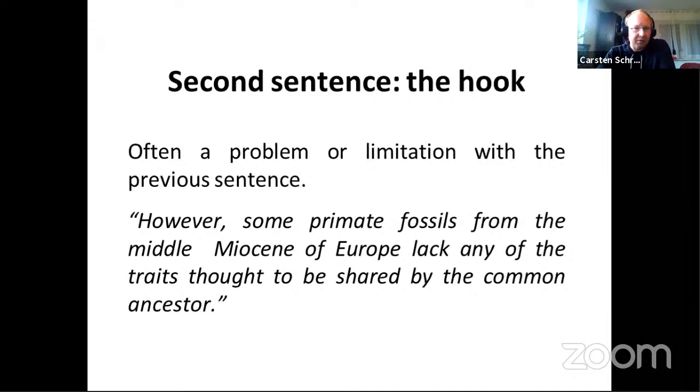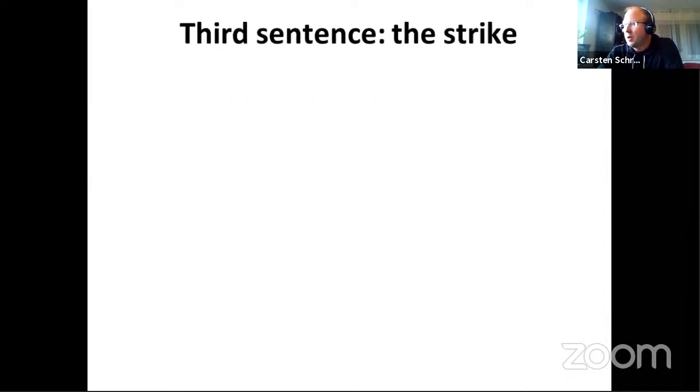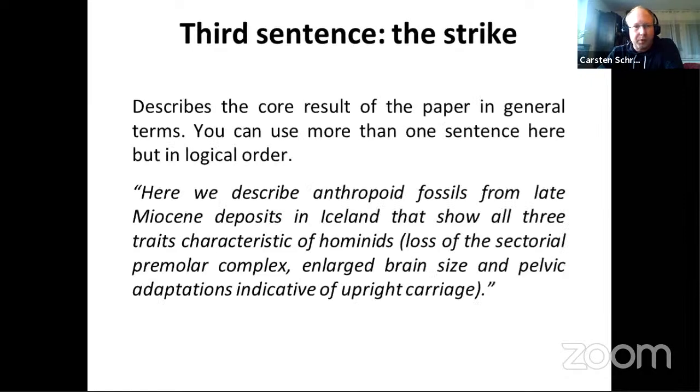So the example here was, however, some primate fossils from the Middle Miocene of Europe lack any of the traits thought to be shared by the common ancestor. So this is in opposition to the first general statement. Then the third sentence is the strike. Now comes something that is new, which is why it's worth publishing this paper. It describes the core result of the paper in general terms.